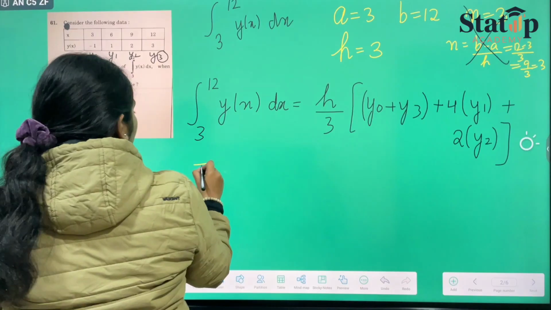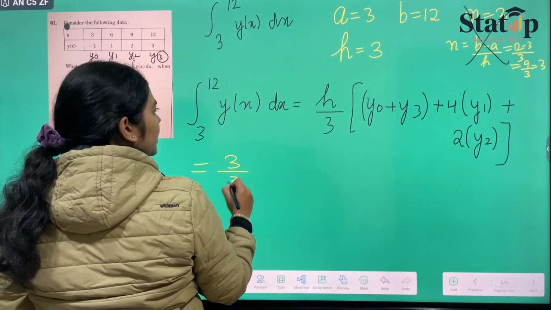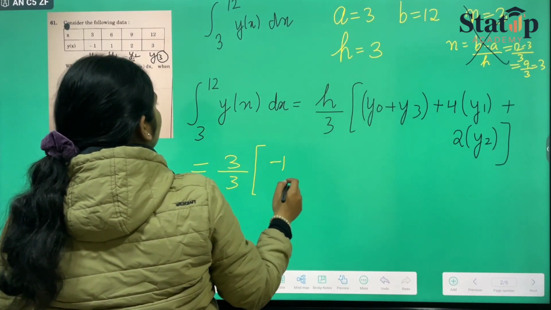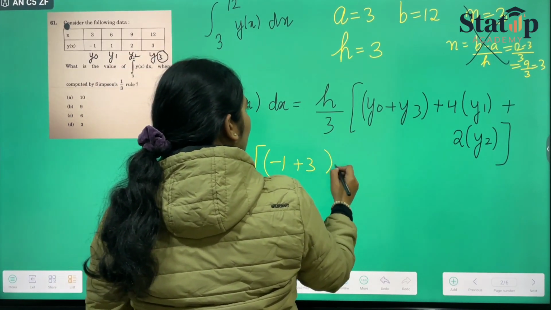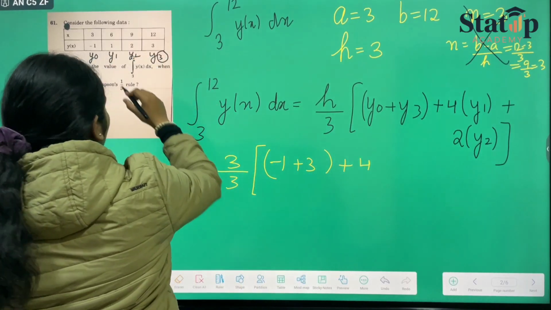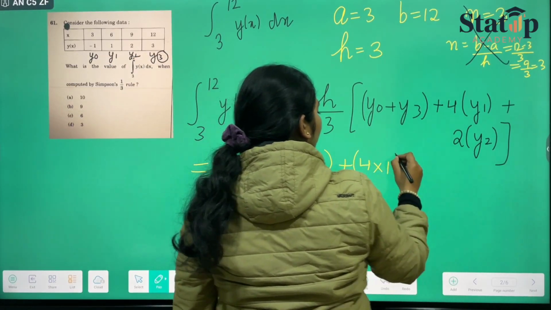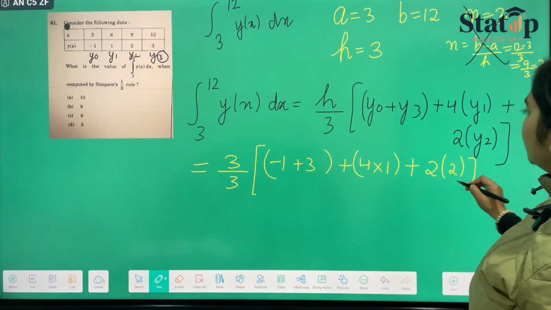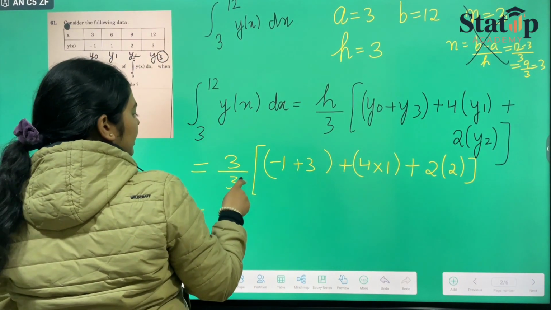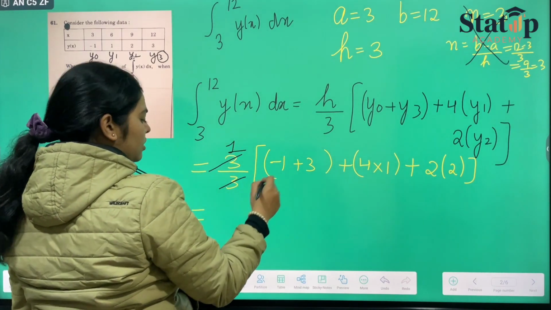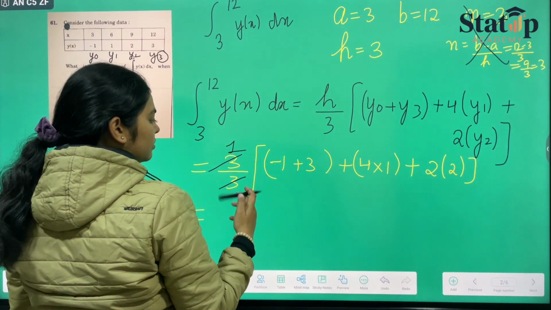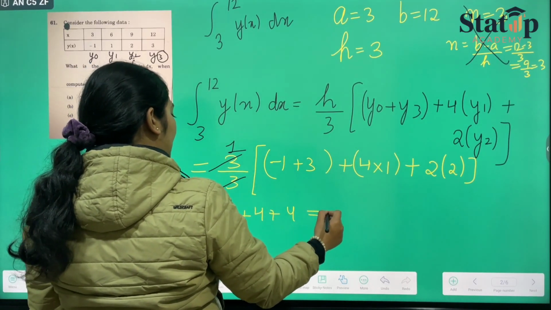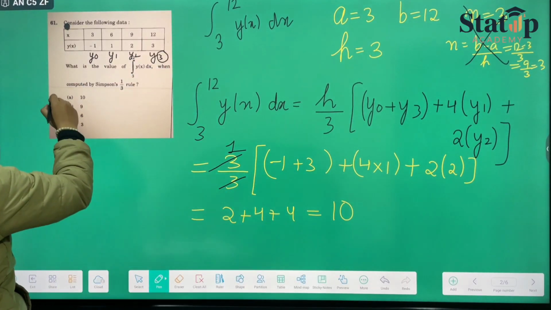Just putting the values, h is 3 upon 3, y naught is minus 1 and y3 is plus 3, plus 4 into y1. Y1 is 1, so 4 into 1, plus 2 into y2. Y2 is 2, 2 into 2. This 3 and 3 will get cancelled and we'll get 1 here. So 1 into minus 1 plus 3, which is 2, plus 4, plus 4. And the answer comes out to be 10, which is our option number A.